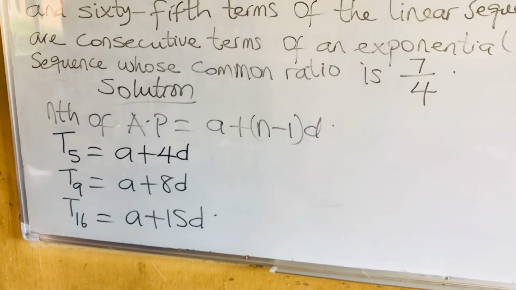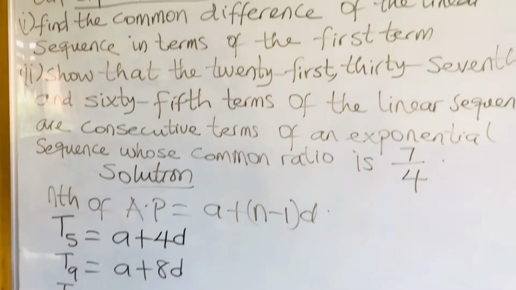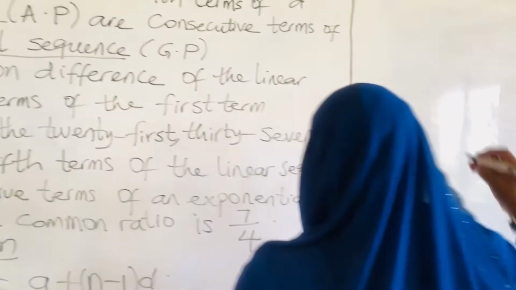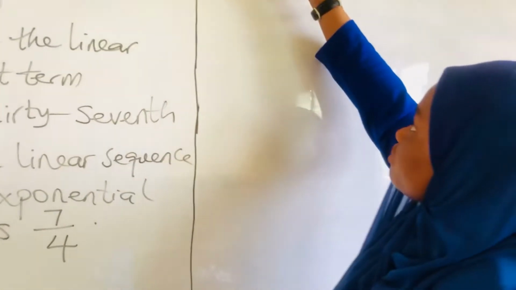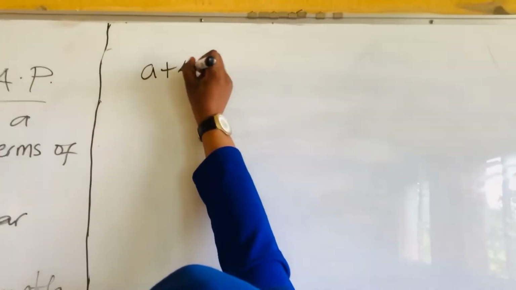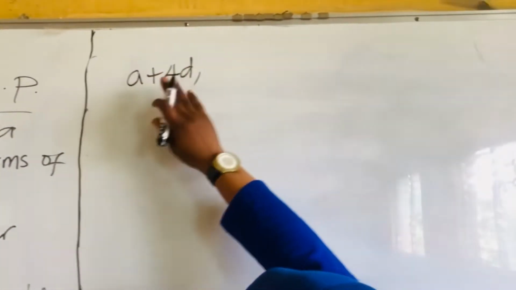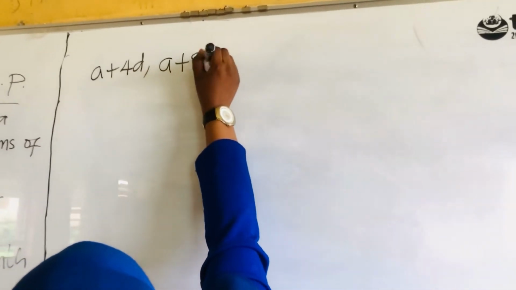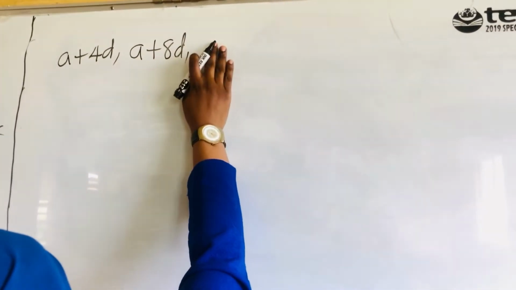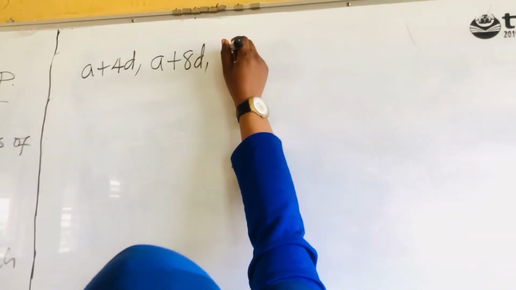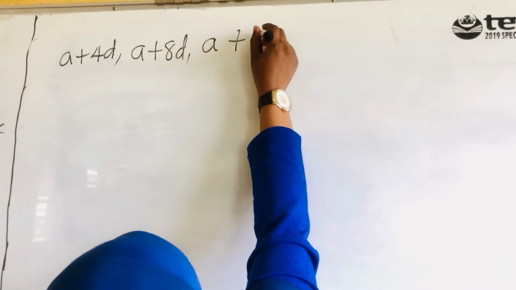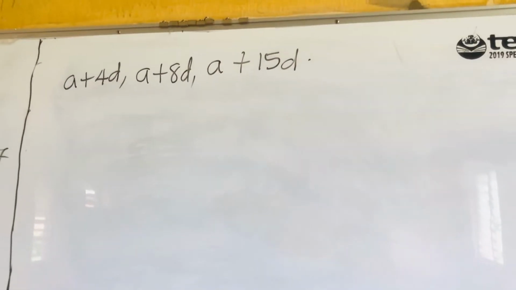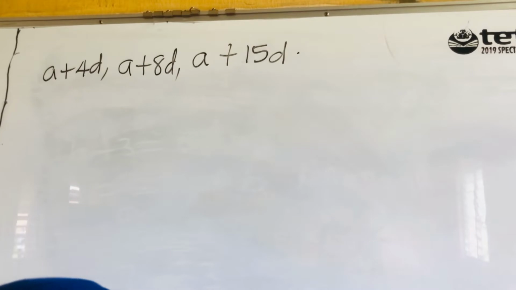So our consecutive terms of an exponential sequence, that is GP. So we can now say, let's write them in sequence form. a plus 4d, so that will be the first term of the GP. Then a plus 8d, that's the second term of that GP. Then a plus 15d. So now find the common difference of the linear sequence in terms of the first term.